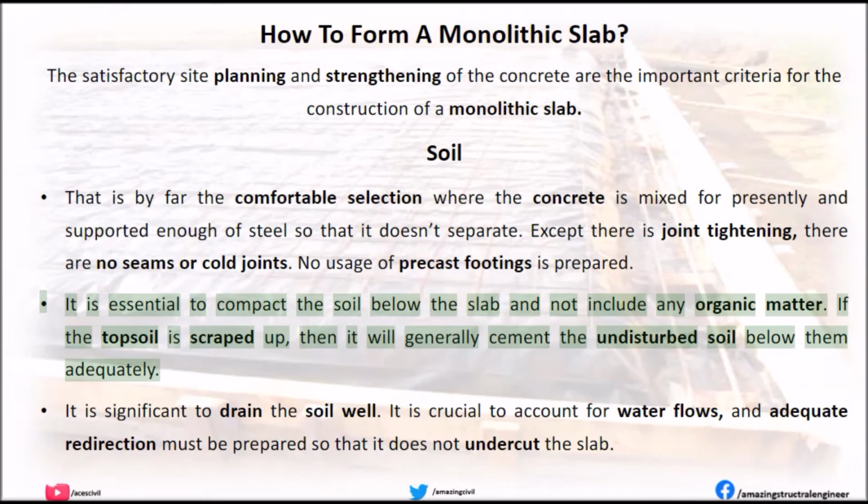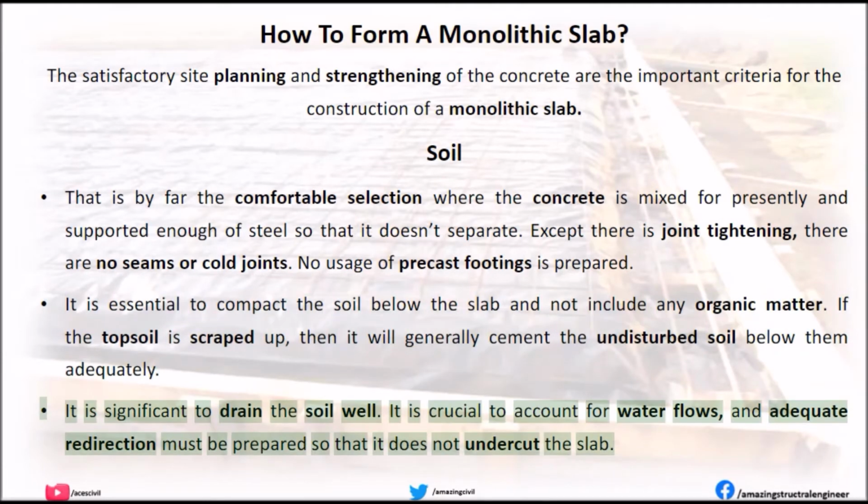It is essential to compact the soil below the slab and not include any organic matter. If the topsoil is scraped up, then it will generally bind the undisturbed soil below adequately. It is significant to drain the soil well. It is crucial to account for water flows. An adequate redirection must be made so that it does not undercut the slab.